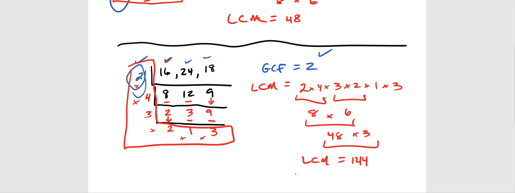So that is how we modify our cake method for 2 or more numbers. In this case, we will only use it for 3 numbers. I hope that's helpful because there will be some problems I ask you to do that will require you to find the LCM of 3 numbers.